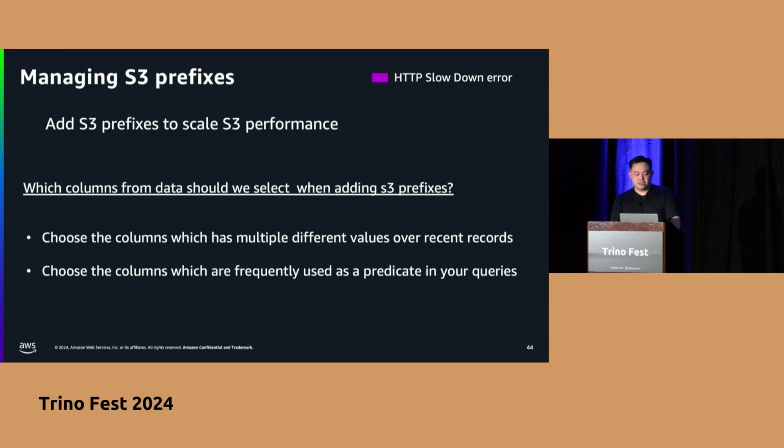So you might wonder, which column from the data should we select when adding S3 prefix? In this case, it is good to choose columns that have multiple different values over recent records. It is also advisable to choose columns that are frequently used as predicates in your queries. On the other hand, if you choose a low cardinality column, you cannot expect performance improvement.